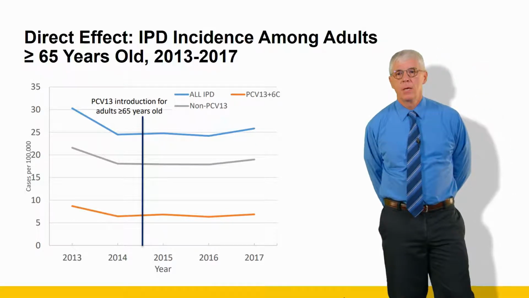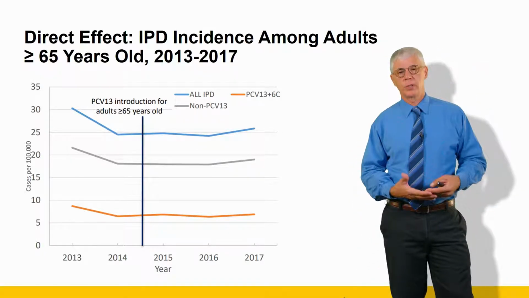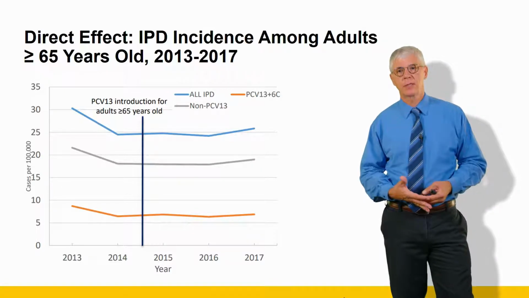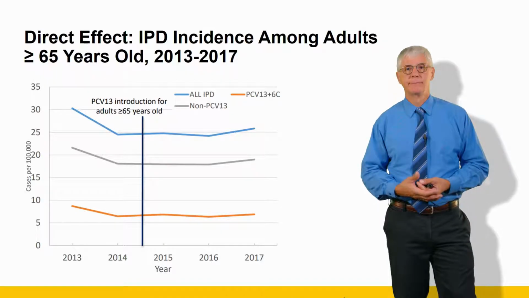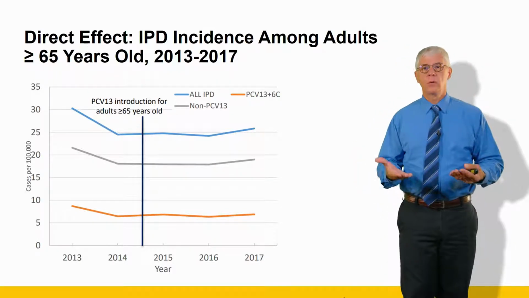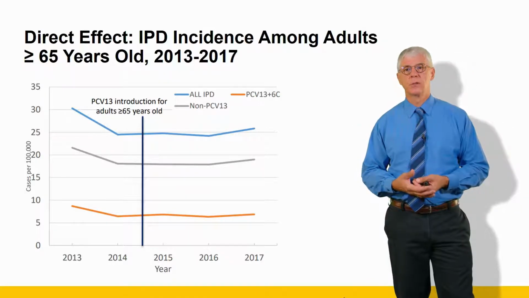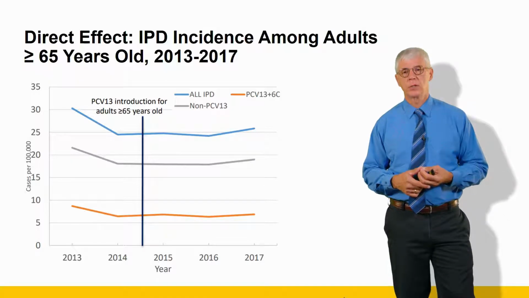In 2014 we started massively immunizing older adults with that PCV13 vaccine, and it's had no effect. It's a flat line. So I think we've gotten the benefit of that herd immunity. We haven't gotten additional benefit from adding PCV13 to the older adult immunization schedule.